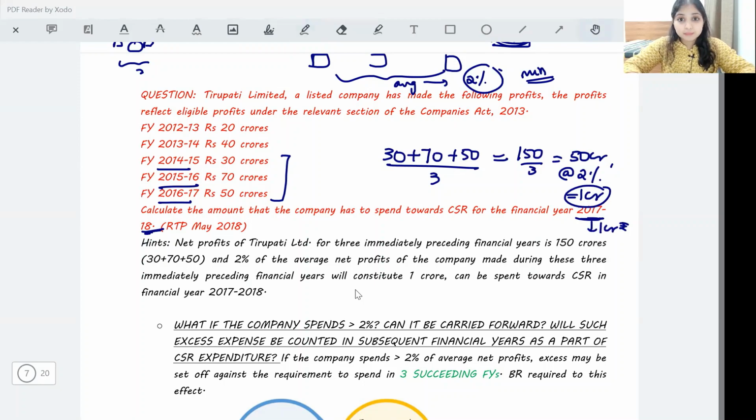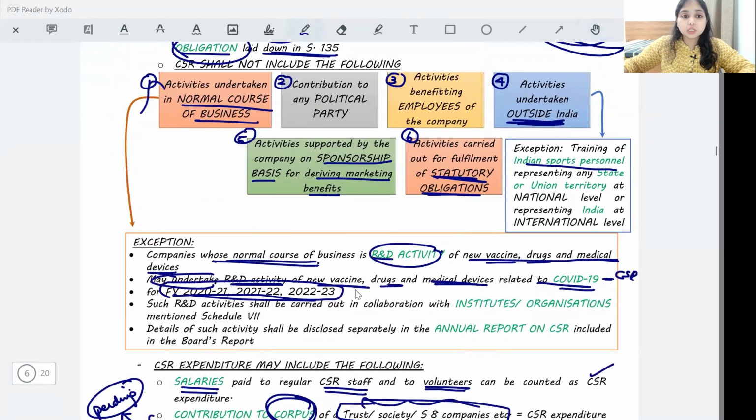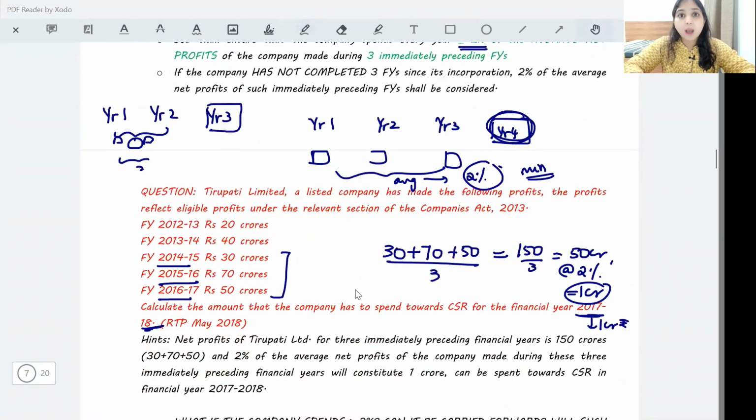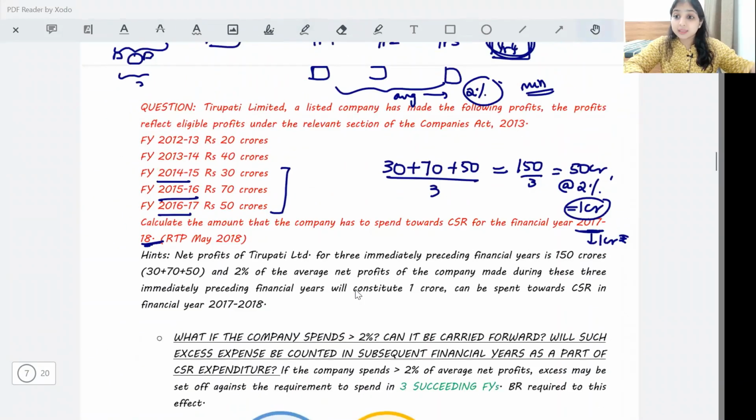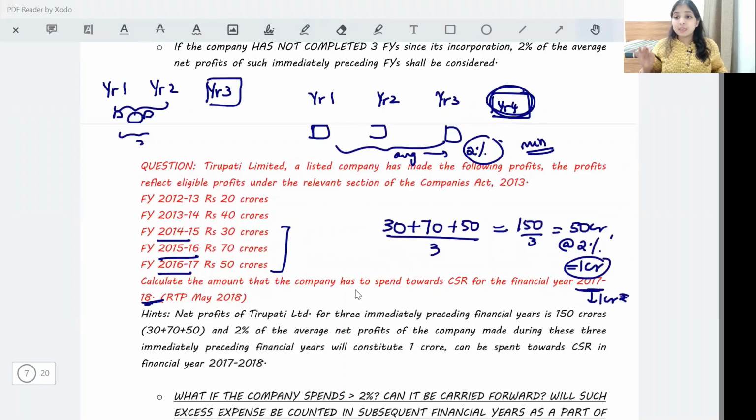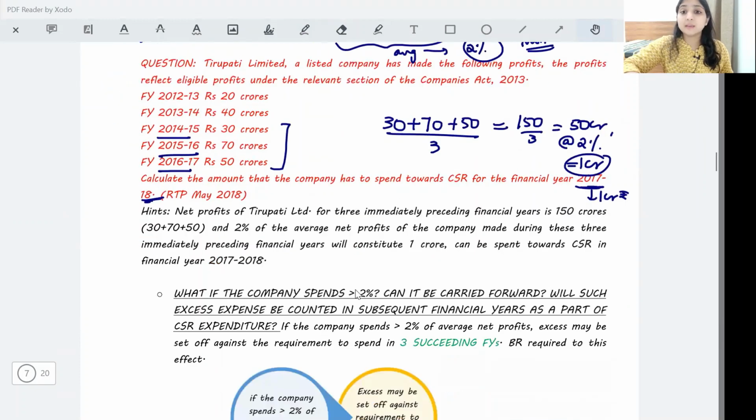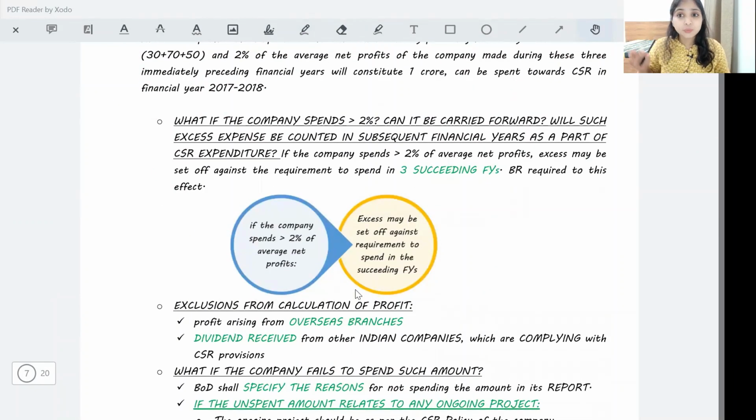Okay, and remember, CSR activities will not include these 6. Apart from these 6, on other Schedule 7 activities, minimum 1 crore rupees you will have to spend. Simple. So average of the net profit of the last 3 preceding financial years, you're going to calculate, and 2% of that average net profit, that will be the minimum amount which the company will have to spend on CSR.